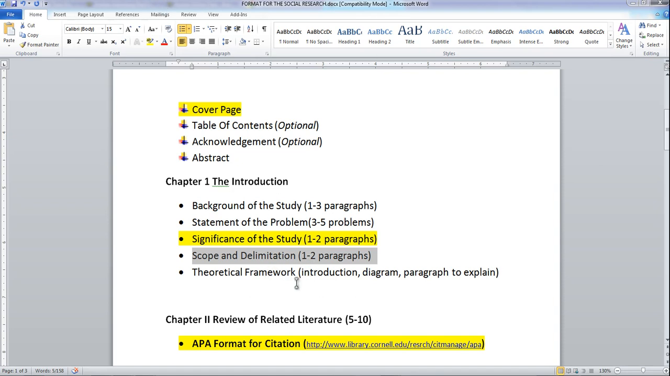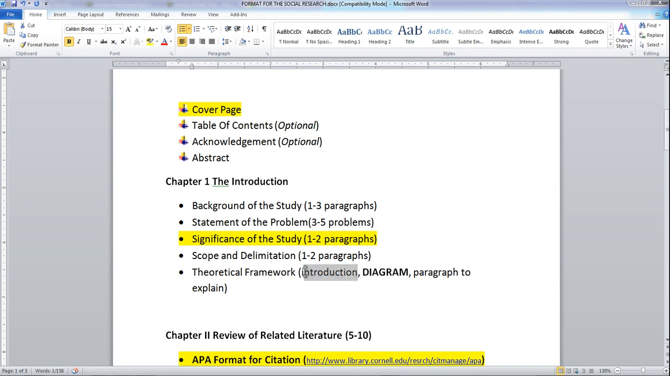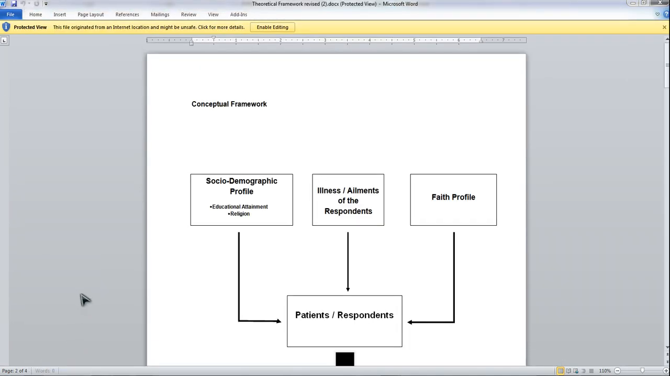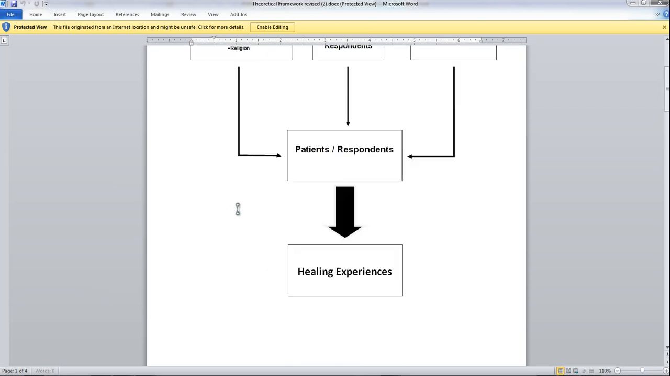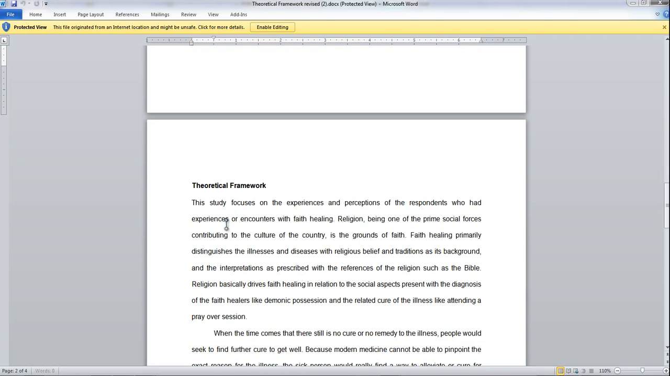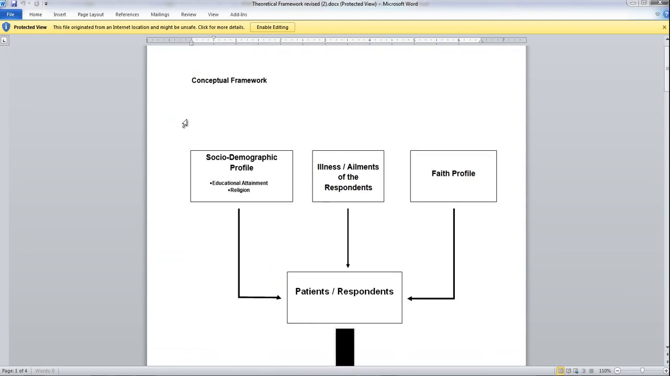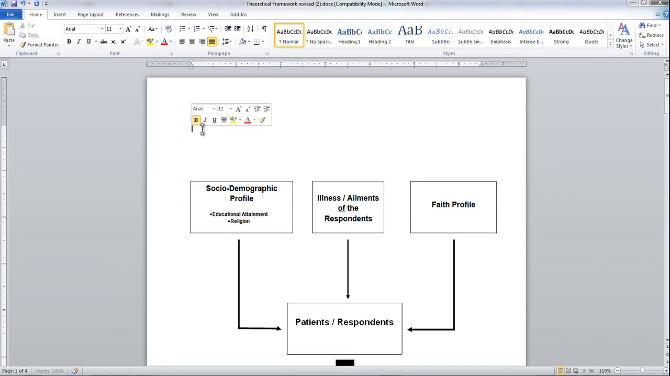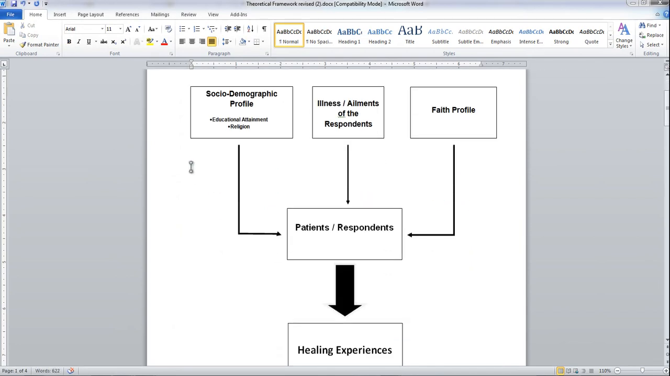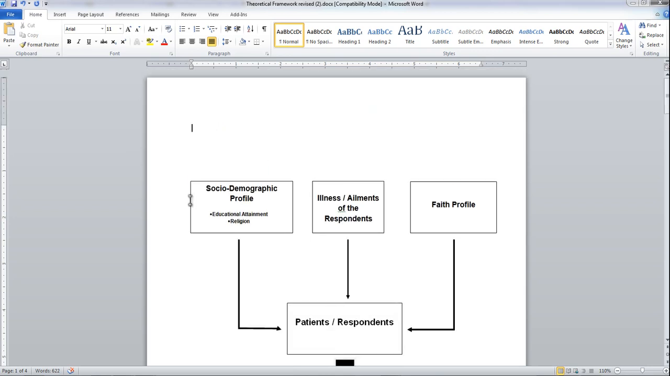Theoretical framework, it's best that you make a short introduction, and then you make a diagram for your theoretical framework. If you don't place an introduction, you can place a paragraph to explain right after the diagram. Let me give you an example. The theoretical framework or the conceptual framework, just give me a second, alright? All you need to place here is just a diagram for your study. A diagram explaining the different aspects that you want to take up in your study. In this case, this research is about faith healing of one group.